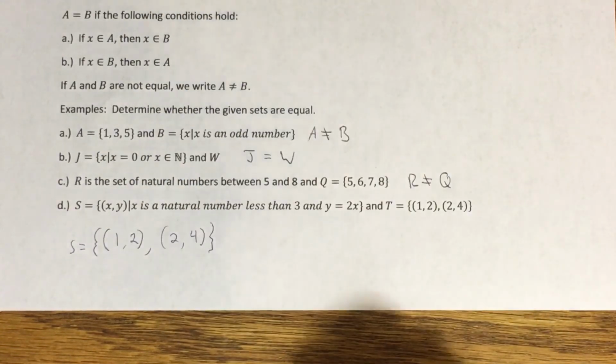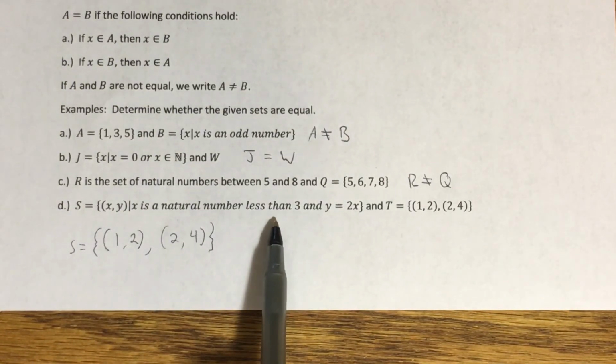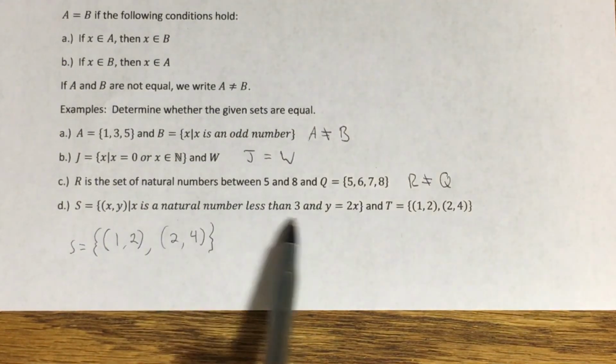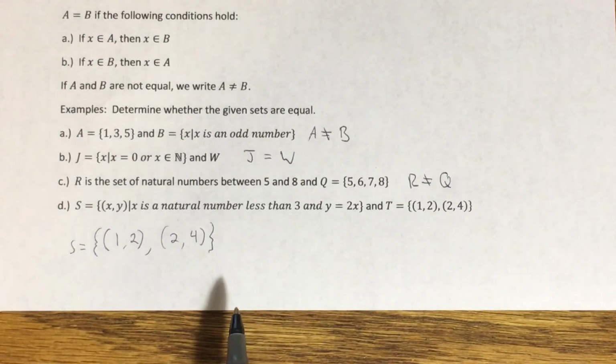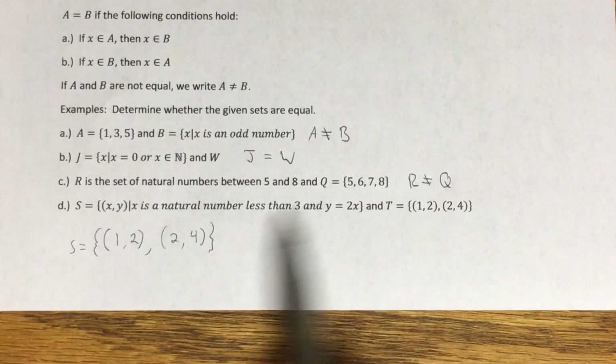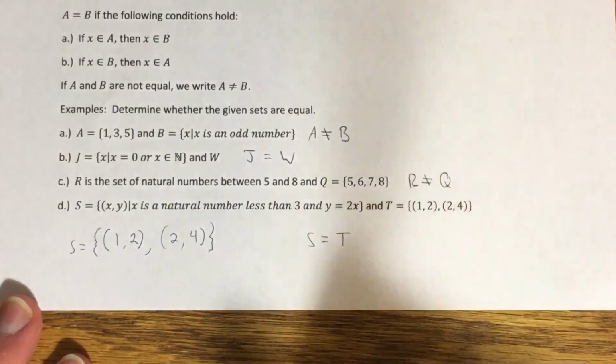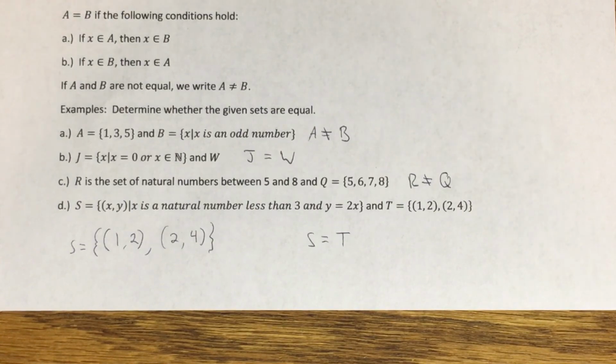which is 4. And if you notice, by writing set S in listing notation, instead of just trying to visualize it based on set builder notation, I can see that S and T are actually the same exact set. So S is equal to T. Okay, that's going to wrap up our first section of Chapter 2.